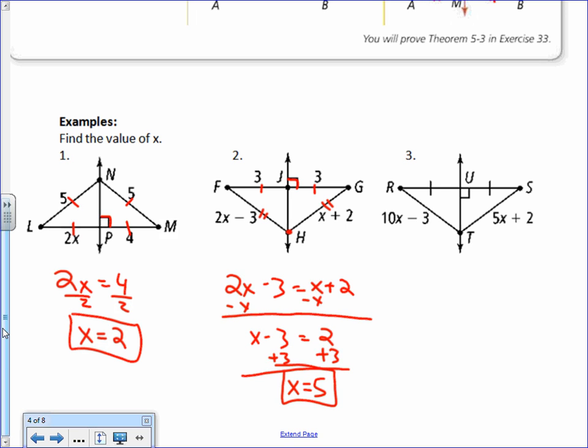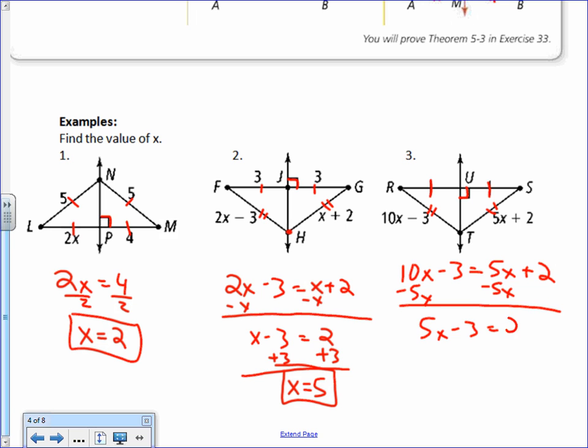Alright, this last one looks the same, and we actually have it labeled that they're equal, and there's a perpendicular bisector. So we know that these two sides have to be the same as well. So 10x minus 3 has to be equal to that 5x plus 2. And again, when we solve that, subtracting 5x from both sides, 5x minus 3 equals 2. And you add 3 to both sides, and you get 5x is equal to 5. And the last step would be dividing both sides by 5, and you get x equals 1.